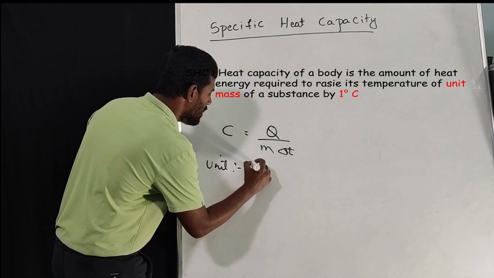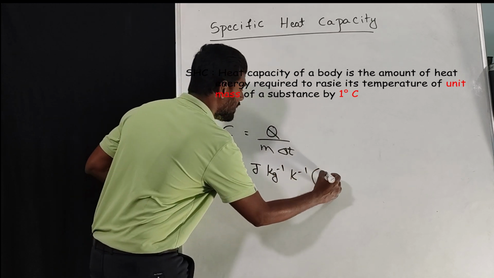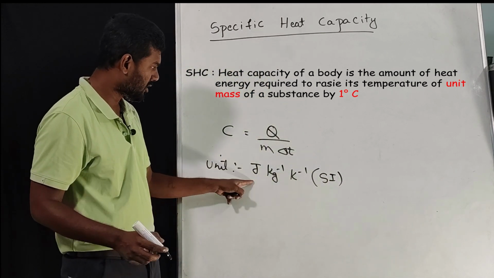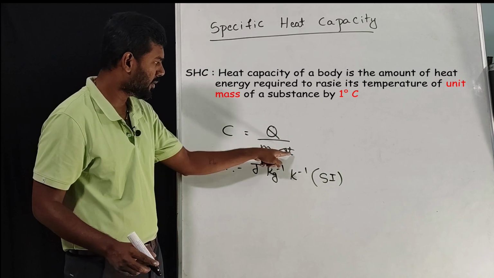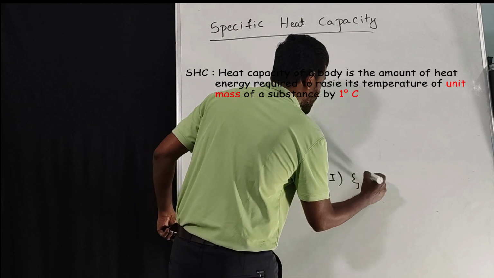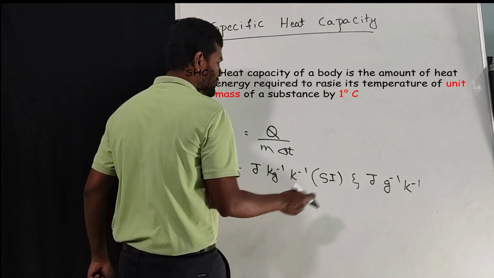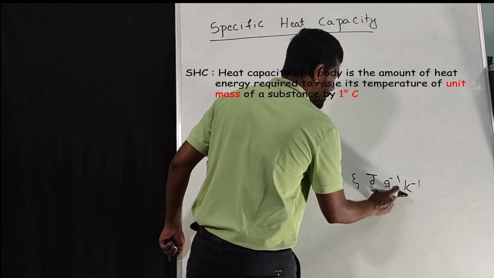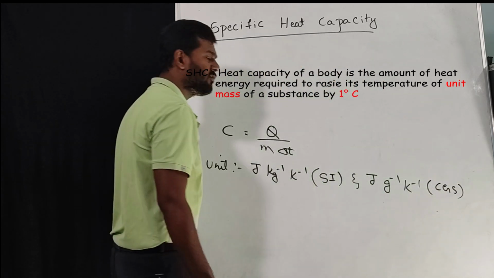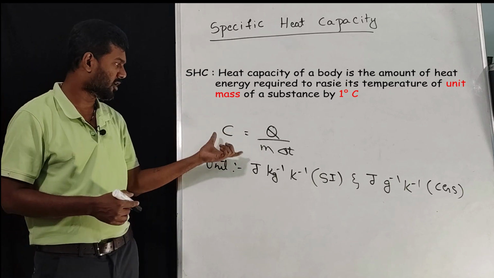Unit will be joules per kg per Kelvin. This is the SI unit. What is the SI unit of specific heat capacity? Joules per kg per Kelvin. This is the SI unit of specific heat capacity, and joules per gram per Kelvin. Everything remains the same, but instead of kg we are going to use grams. This is the other unit or CGS unit of specific heat capacity. Now we have learned the definition, formula and unit.